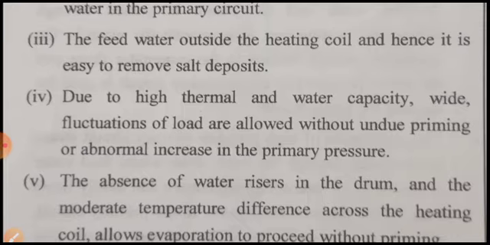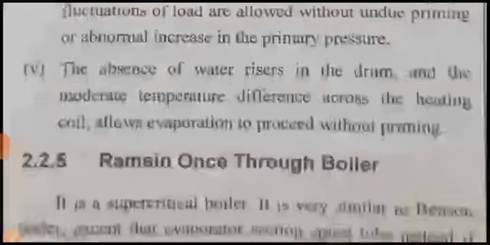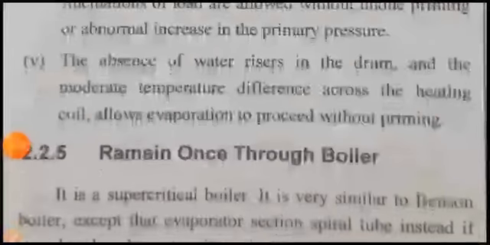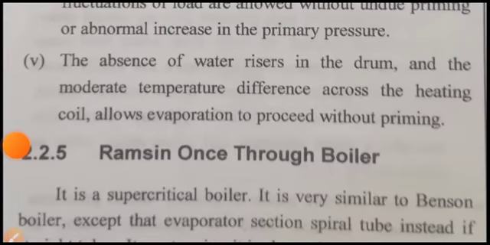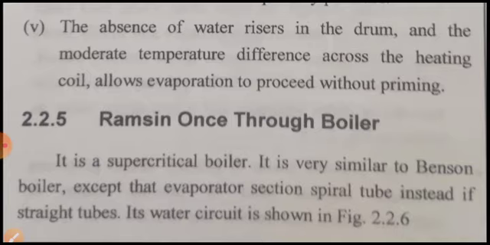Due to high thermal and water capacity, wide fluctuations of load are allowed without undue priming or abnormal increase in the primary pressure. The absence of water level rise in the drum, and the moderate temperature difference across the tubes, allows evaporation to proceed without priming. Now the next one is the Ramsey once through boiler.